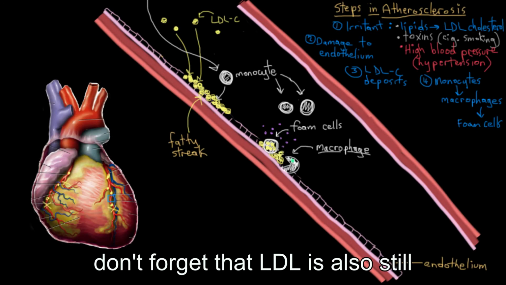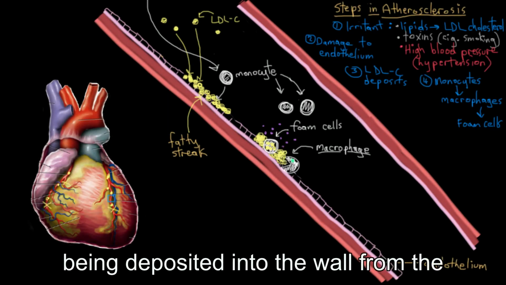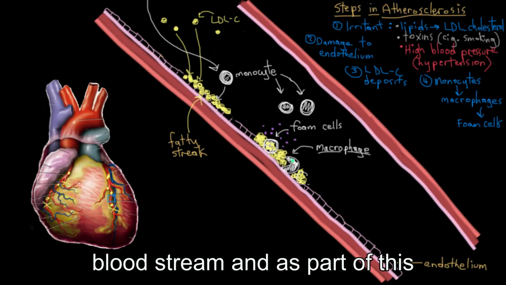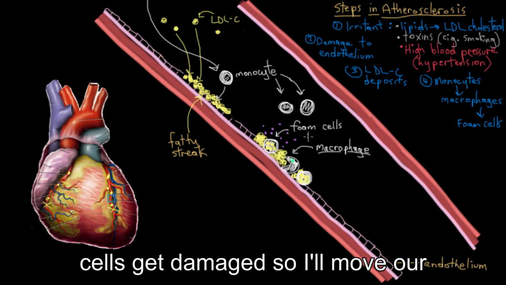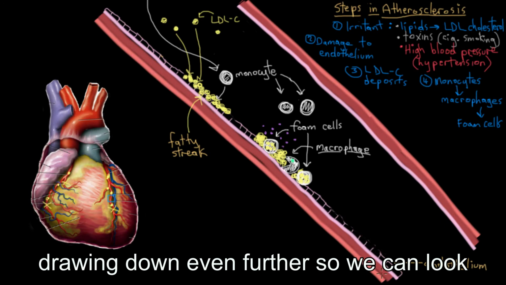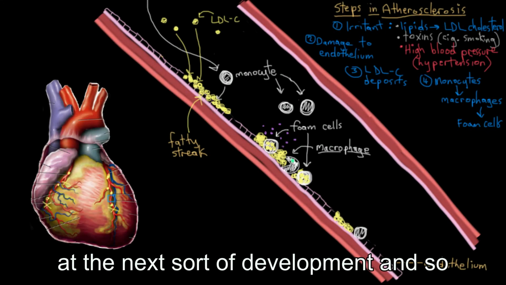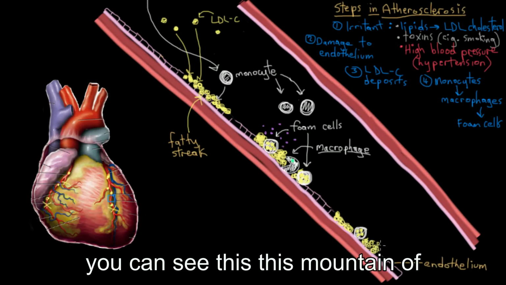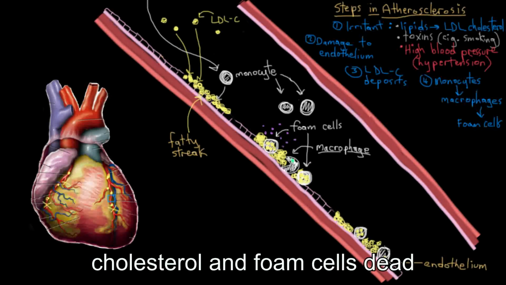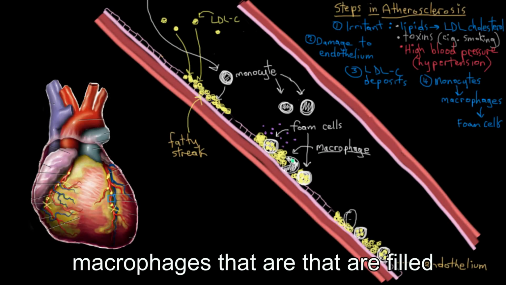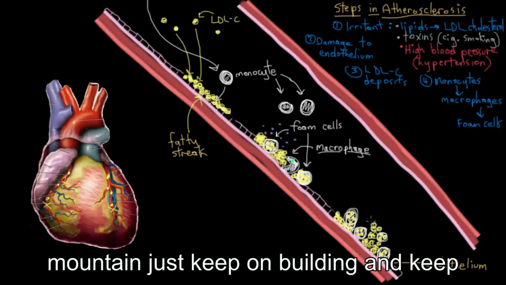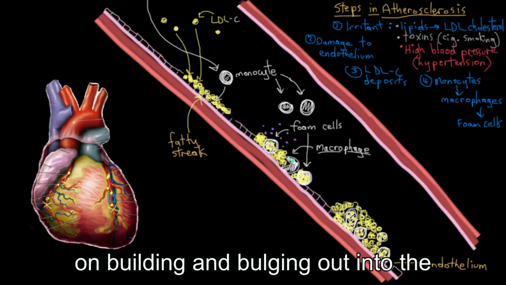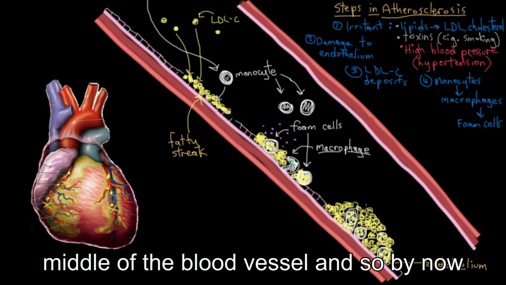And don't forget that LDL is also still being deposited into the wall from the bloodstream. And as part of this inflammation, more and more endothelial cells get damaged. So I'll move our drawing down even further so we can look at the next sort of development. And so you can see this mountain of cholesterol and foam cells, dead macrophages that are filled with cholesterol. You can see this mountain just keep on building and bulging out into the middle of the blood vessel.